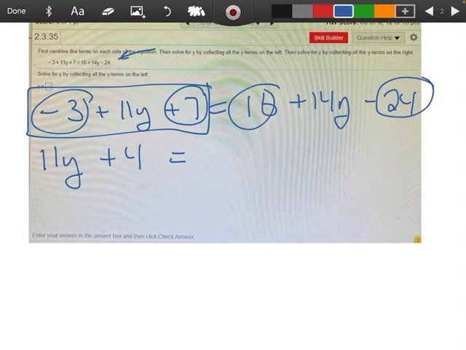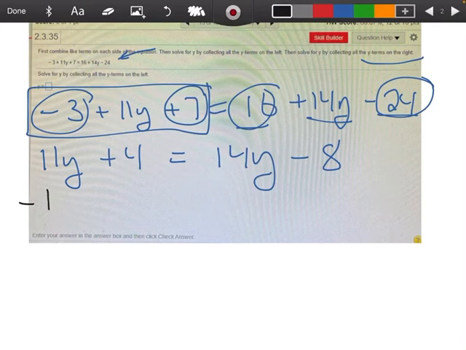So we're going to combine those. So I'll leave my 14y alone. And 16 minus 24 is a minus 8. That's probably where I came up with that 8 from. Now it says we're going to do this by putting the y terms on the right side. Okay, so if I'm going to move my y terms to the right side, I'm going to move this 11y over here.